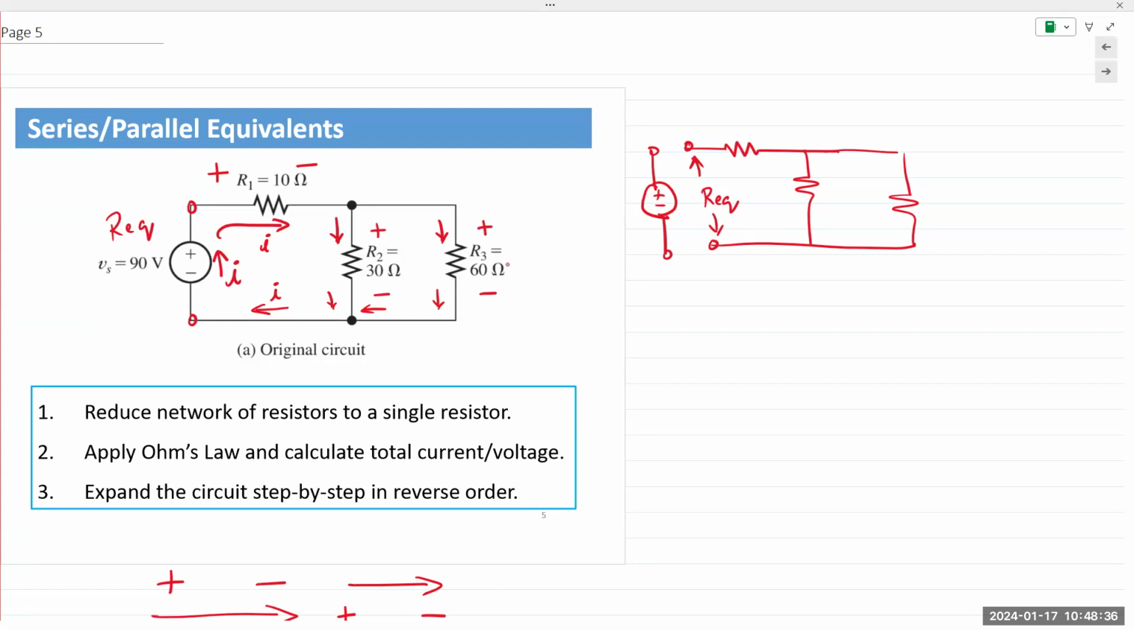Yes. That's only for the source. A resistor is a passive component. It does not supply energy. So it always goes from high to low, plus to minus. So again, good question. How do we know? Well, we know it from the passive reference configuration. A passive component like a resistor always goes from high to low, plus to minus.